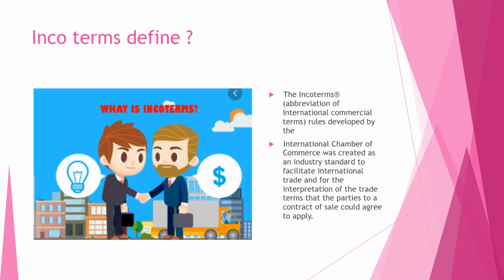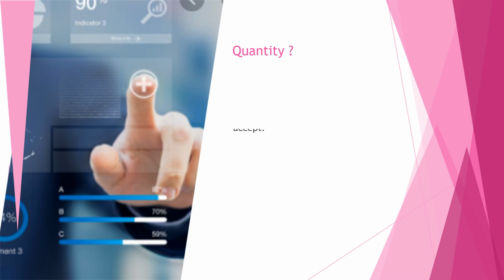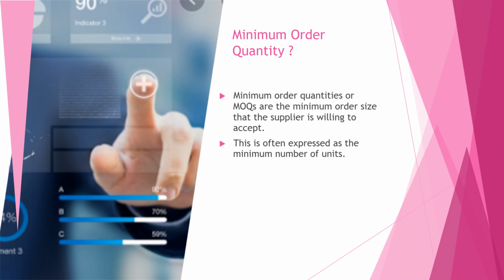Incoterms define. The Incoterms, abbreviation of International Commercial Terms, are rules developed by the International Chamber of Commerce, created as an industry standard to facilitate international trade and for the interpretation of the trade terms that the parties to a contract of sale could agree to apply. Minimum order quantity. Minimum order quantities or MOQs are the minimum order size that the supplier is willing to accept. This is often expressed as the minimum number of units.